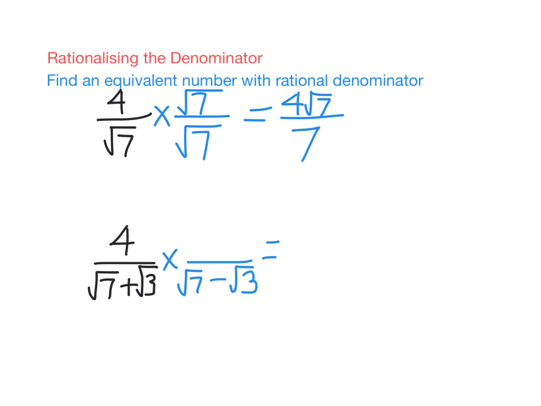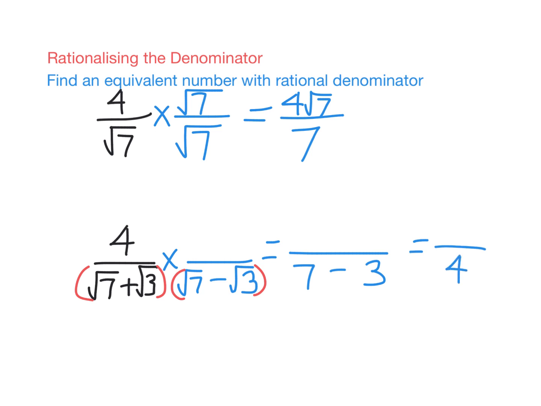So why does that actually help? Well, it allows us to use the difference of two squares. See, when you have these two being multiplied together, you simply square the first, square the second, and stick a minus between them. So squaring root 7, I get 7. Squaring root 3, I get 3. If I put a minus between them, 7 minus 3 is just 4. Now I have a rational denominator.